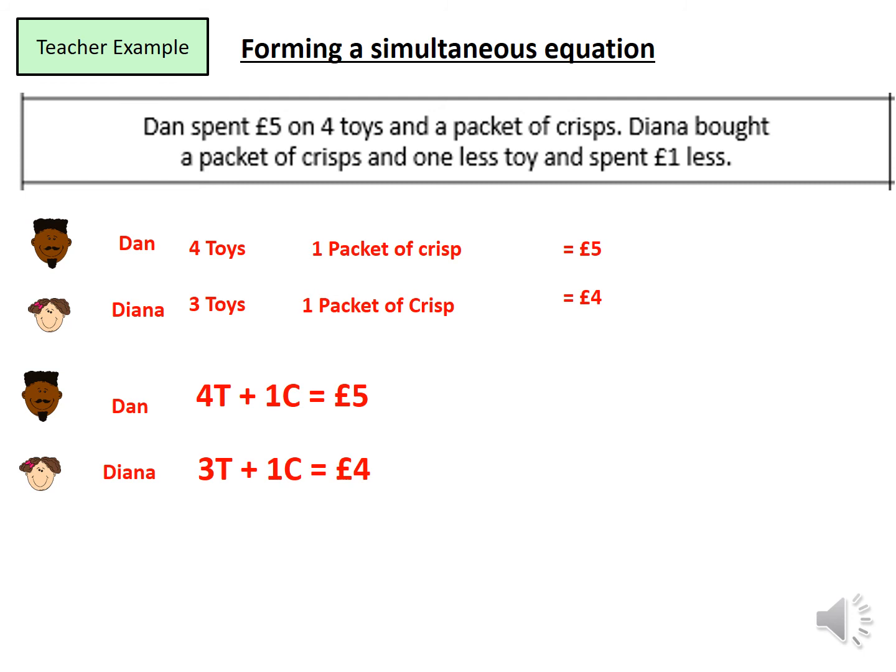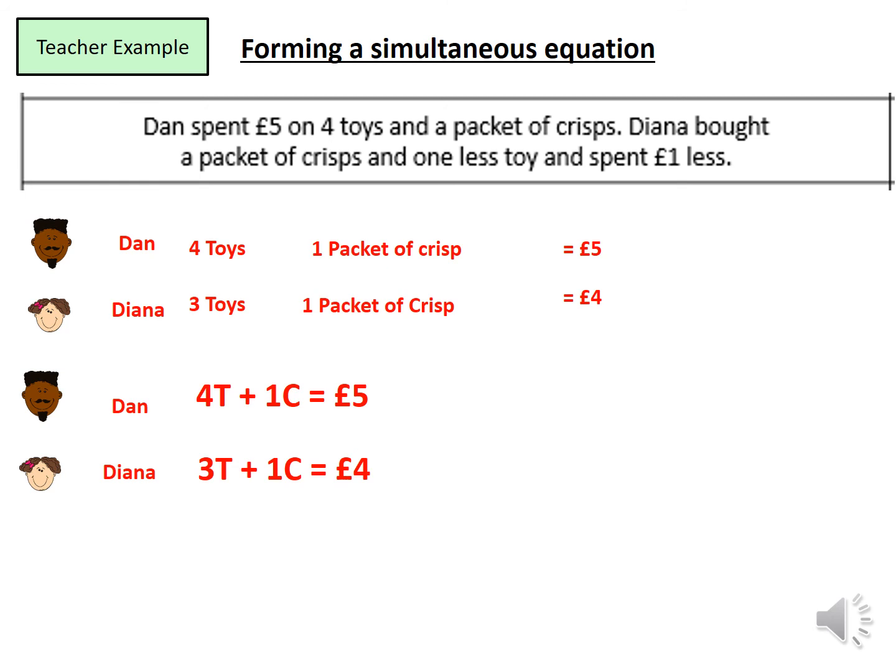Okay, I now need to solve to find out how much one toy costs and how much one crisp packet costs. Okay, to do this, I'm going to use the elimination method as I've done in previous lessons. To use the elimination method, I need the same coefficient for one of my variables. I can see straight away both of the equations have one crisp packet in them, so I can eliminate the C's first.